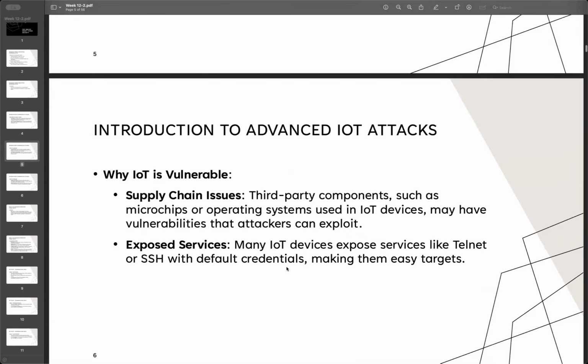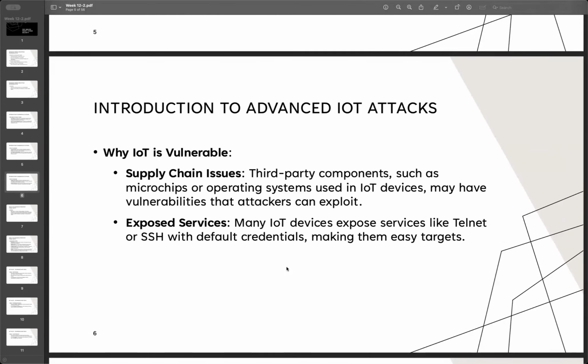So that's the issue. Then there's also the supply chain issue, because those are third-party components, such as microchips and the OS used in IoT devices, which may also have vulnerabilities that the attacker can exploit. Maybe they already try to enhance security with communication protocols. But if the microchip, the OS, or the firmware itself also has a risk, then you can easily get something like a backdoor.